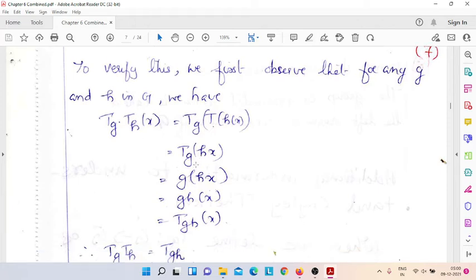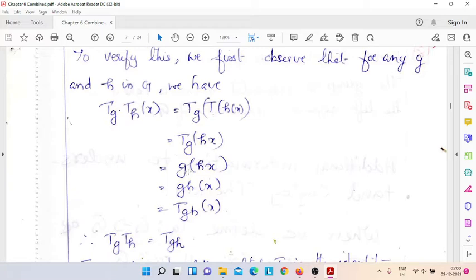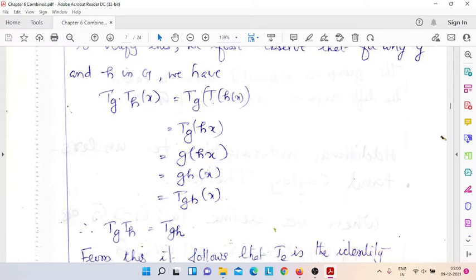And then how can we convert it? Applying tg's effect here, it is equal to g of hx, and after getting this g into hx, you can interchange the elements using the associativity property of the operation which is defined on the group G, and you can write gh of x.